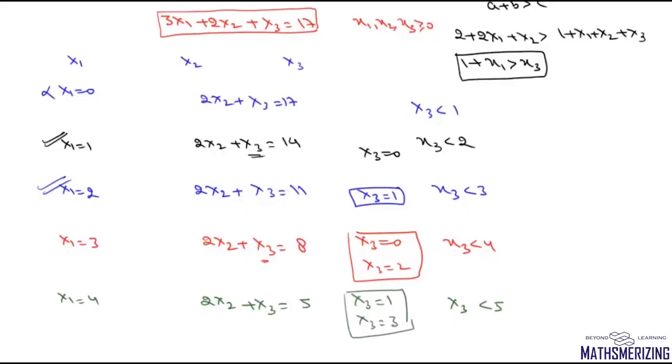And then finally we'll have x1 equals 5. So we'll get 2x2 plus x3 equal to 2, where x3 is less than 6. Now in this case, x3 has to be an even number. Since this value is 2, x3 can take only two values: either the value of x3 is 0 or the value of x3 is 2.